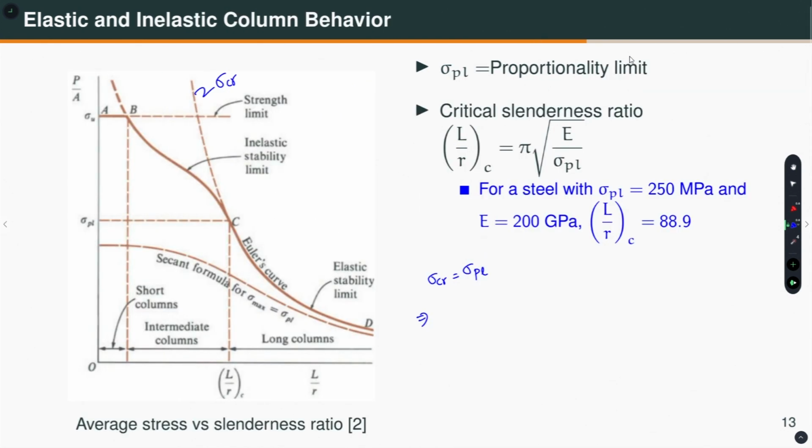So, if you substitute that, pi square E divided by, now KL by R, in this case I am simply writing L by R because I have taken this figure from the book Mechanics of Solids by Gere and Timoshenko. So, there it is simply written as L by R. I will also write L by R because you can always incorporate the effective length through this factor K. So, pi square E by (L by R) whole square is equal to sigma PL, right. From here I can calculate the critical value of this slenderness ratio. That is basically given by this.